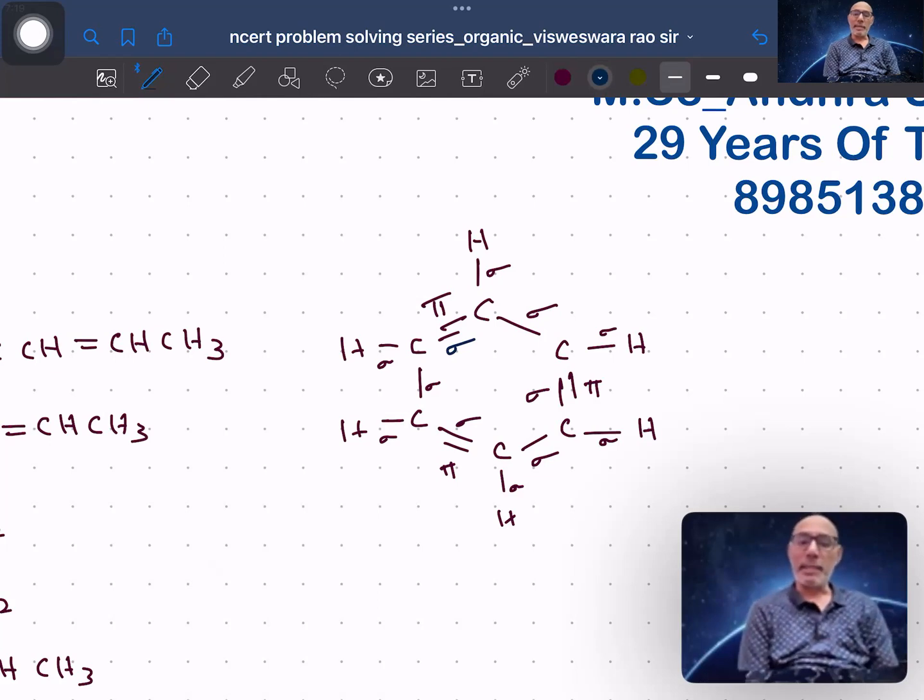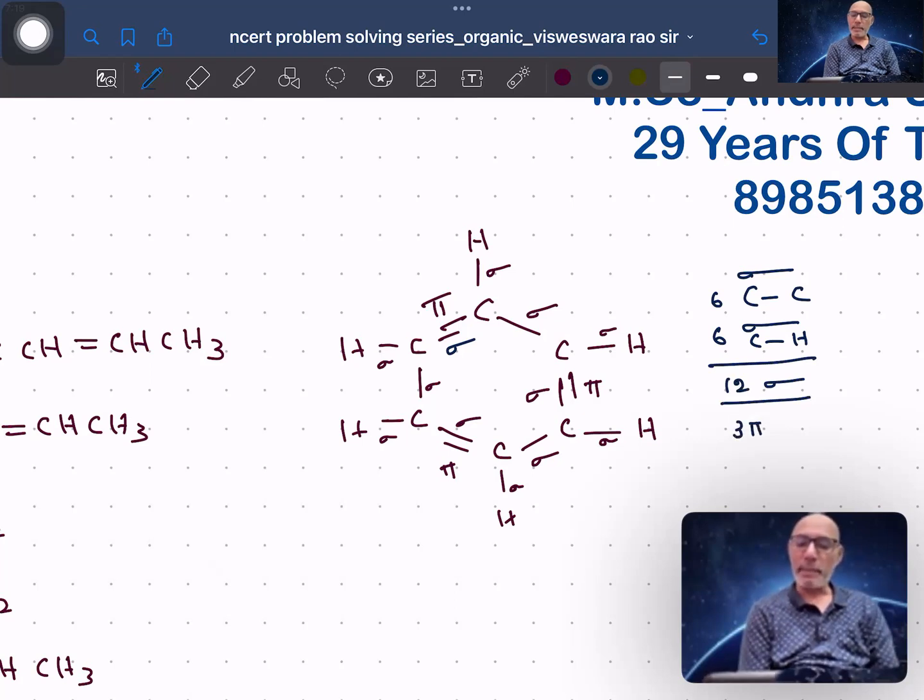Altogether, how many CC sigma bonds are there? 6 CC sigma bonds are there. 6 CH sigma bonds are there. So the total number of sigma bonds is nothing but 12 sigma bonds. How many pi bonds are there in the benzene ring? 3 pi bonds are there.